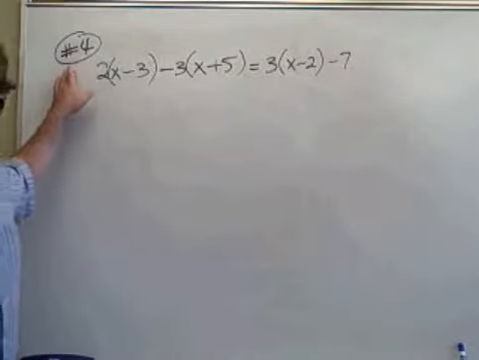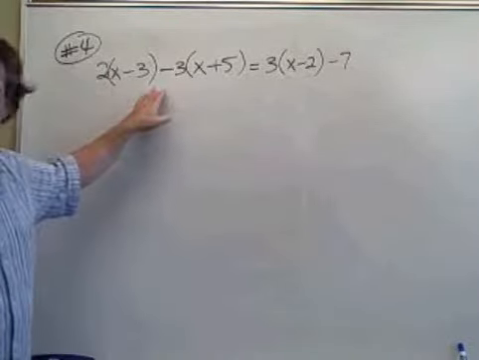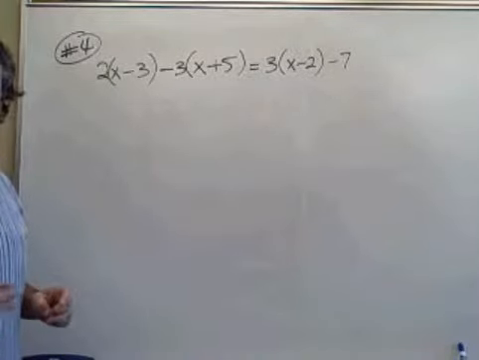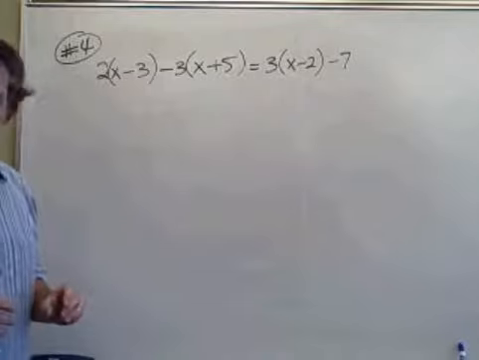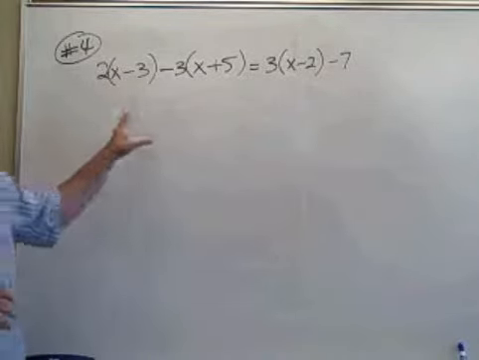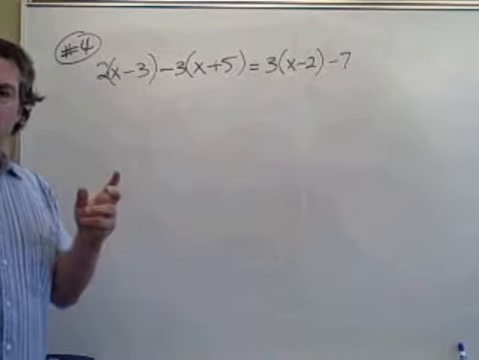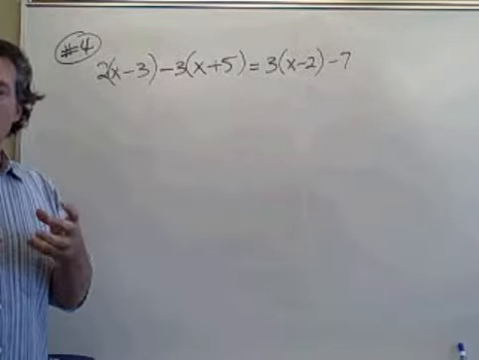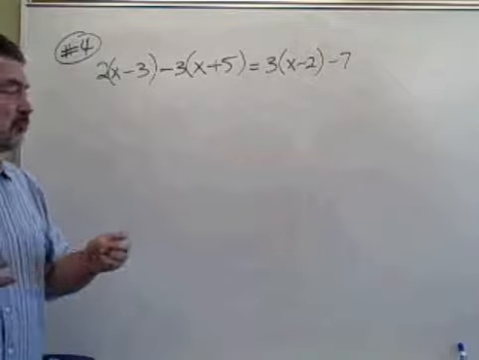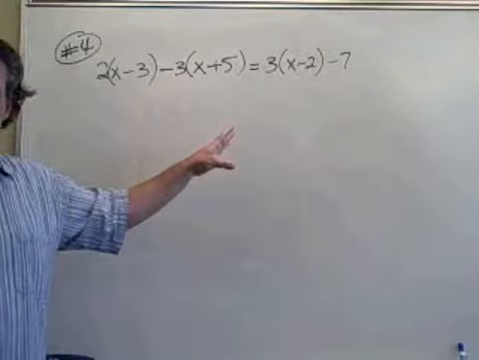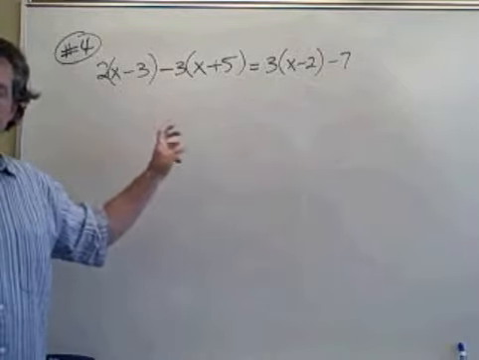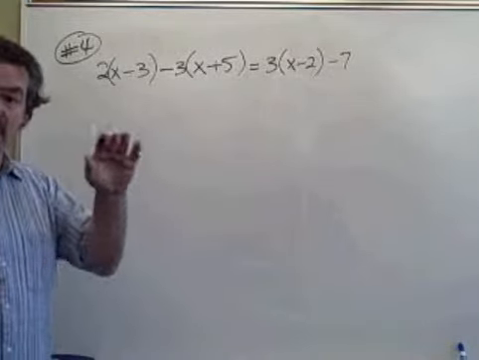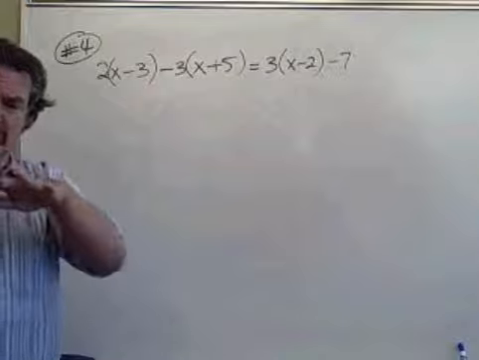This is problem number 4 from the review sheet for exam number 3, our exam covering linear equations in one variable. Remember our approach. We're going to first look at our equation to see if there are any fractions. If there are, we will remove those fractions by multiplying both sides of the equation by the least common denominator. Fortunately, this equation has no fractions, so we go to step 2 in our steps to solving this kind of equation.